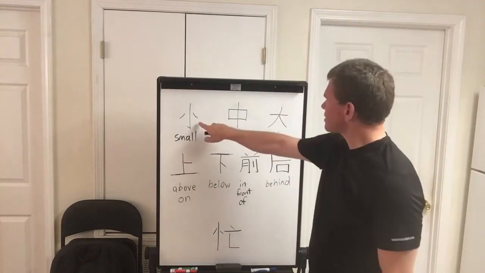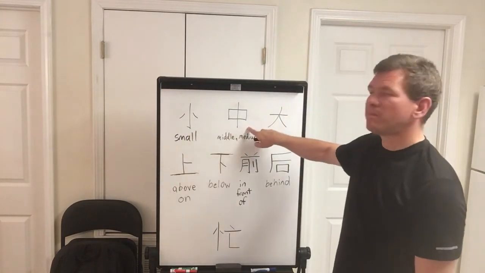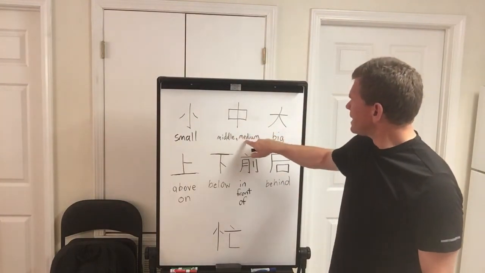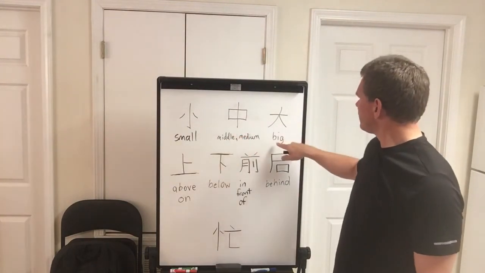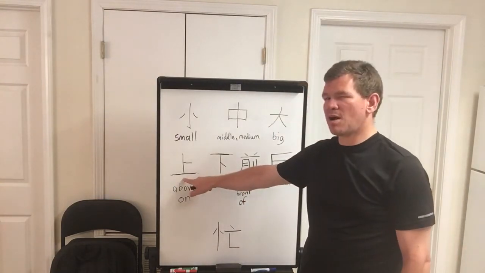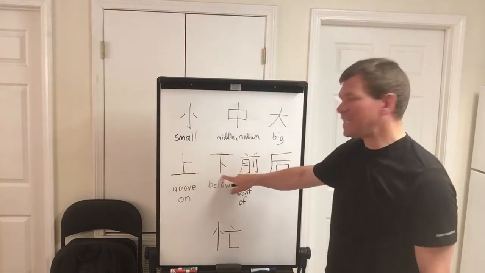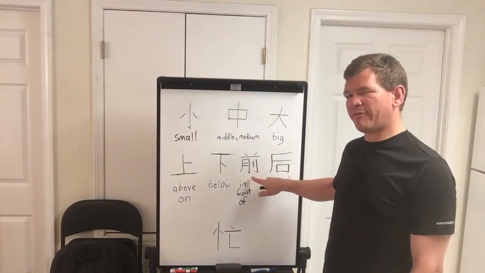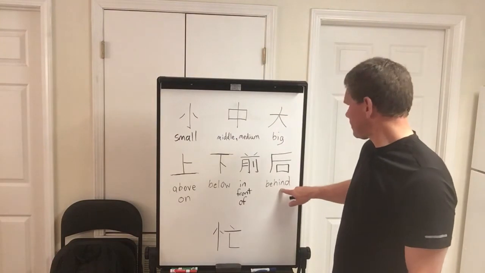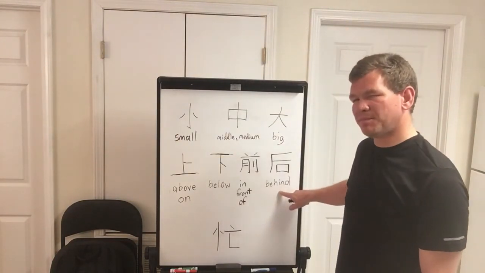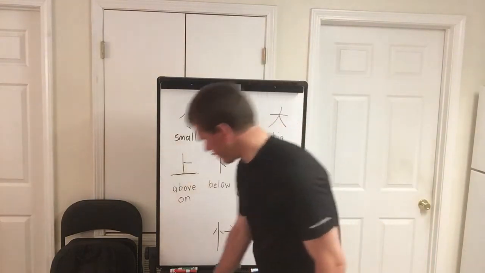Again, small, middle, or in the middle of something, or medium for size, big, above or on, below, in front or in front of. And this character is behind. Behind. Now let's go over the stroke order.